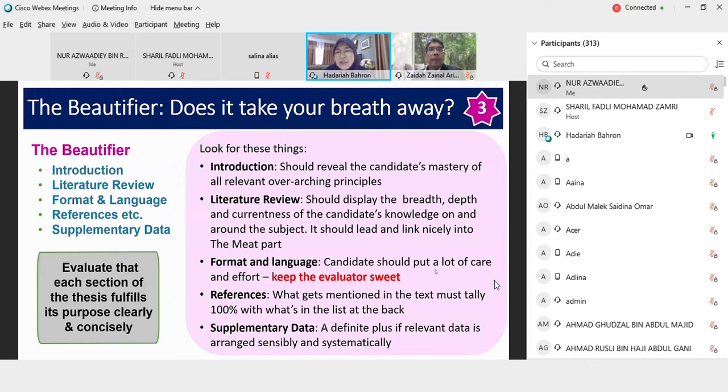Candidates should put a lot of care and effort into the spelling, the sentence structure, and the format. Just follow the format. You have to keep the evaluator sweet.